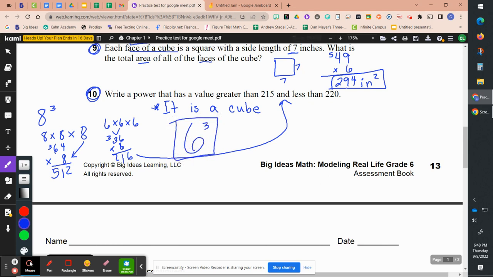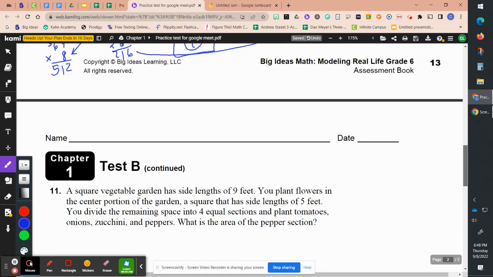Okay? And tomorrow's test, number 10, is going to be a cubed answer as well. And you can do it that same way. You can just do some guessing and checking.